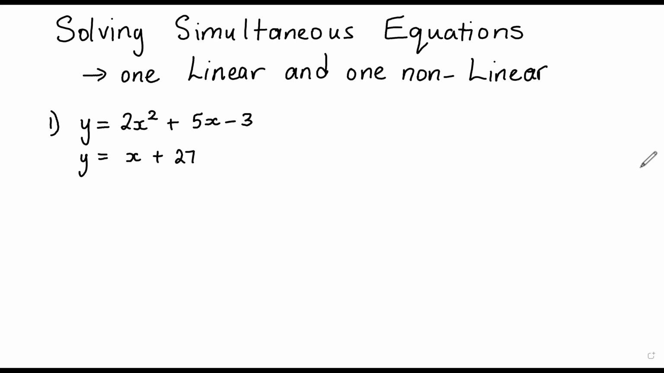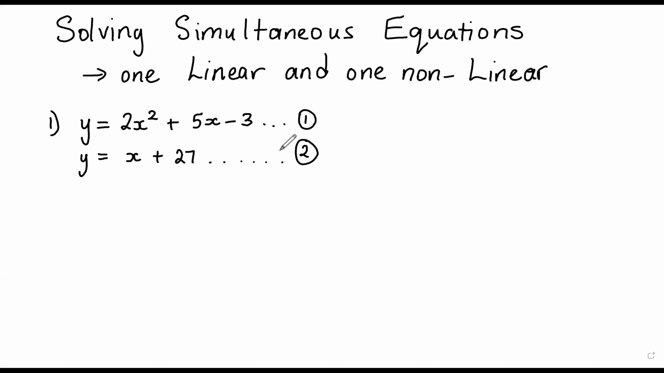Good. So, solving simultaneous equations where you have one linear and one nonlinear equation. In this question, number one, y is equal to 2x squared plus 5x minus 3, and then y is equal to x plus 27, right? So let's call the first equation 1, and let's call the second equation 2. Which of these equations is linear, guys? 1 or 2?